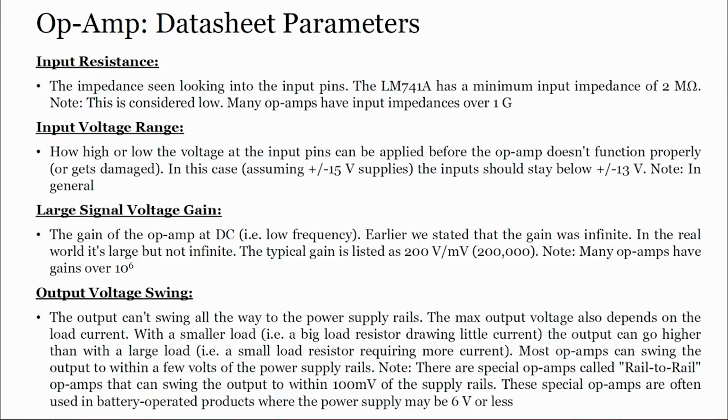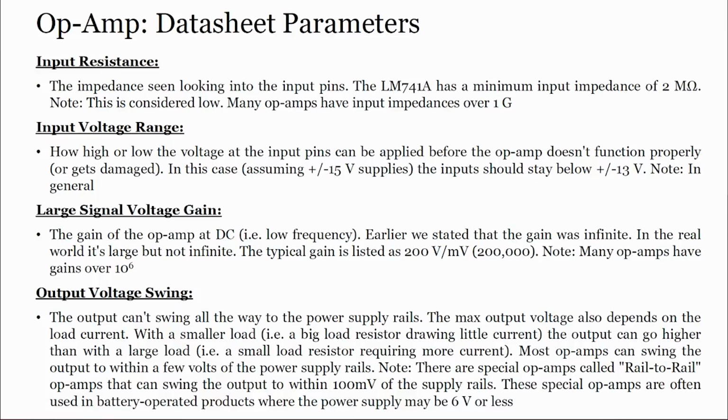Output voltage swing, what is that? The output can swing all the way to the power rails. It cannot go all the way to plus minus 15, but the maximum output voltage also depends on the load current. With a smaller load, the output can go higher than with a larger load. It is obvious. Most op amps can swing the output to within a few volts of the power rails.